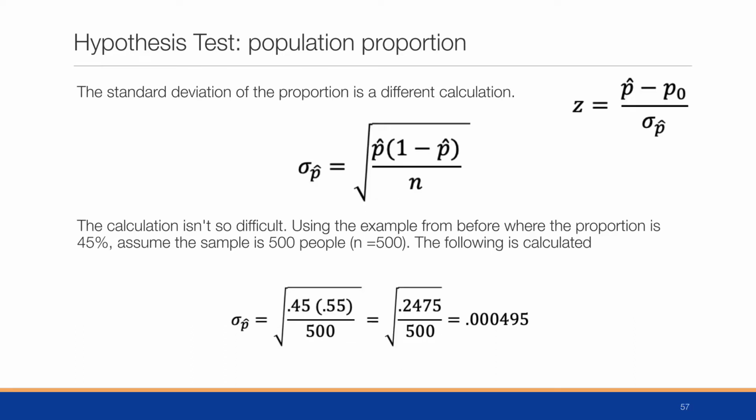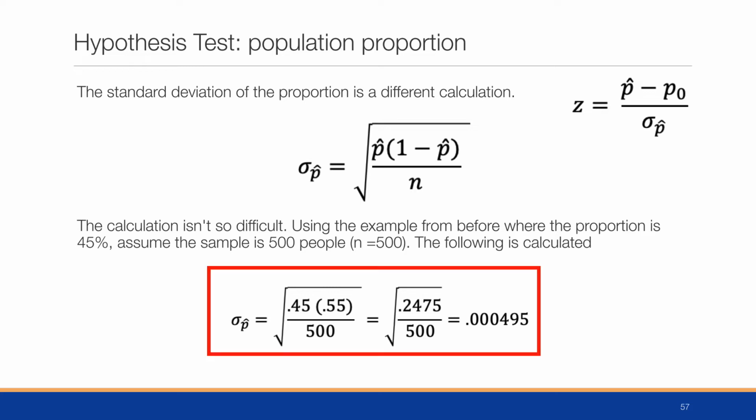The standard deviation of the proportion is a little bit different calculation. It is basically going to be the square root of P hat times 1 minus P hat over n. It's not a difficult calculation. I'm using the example from before where the population proportion was 45%. Assume the sample is 500. Then the following can be calculated.